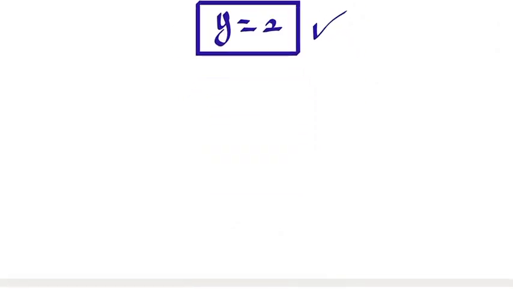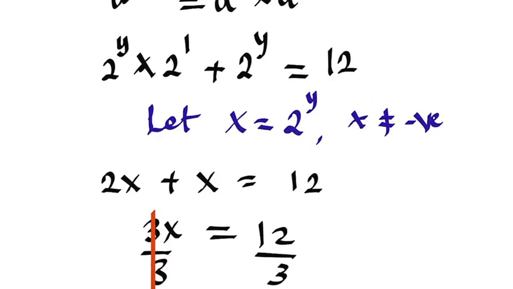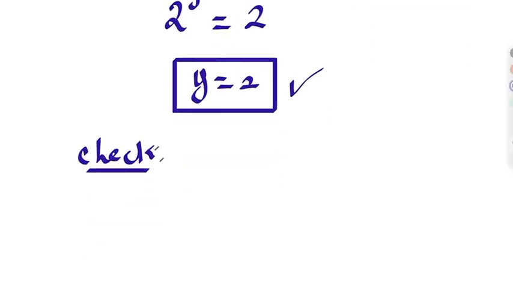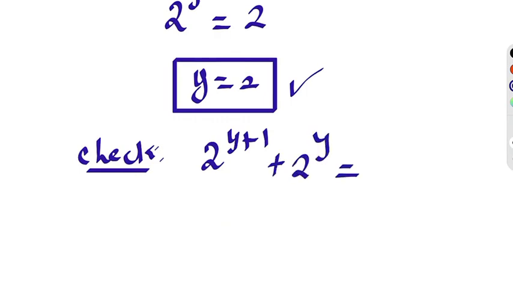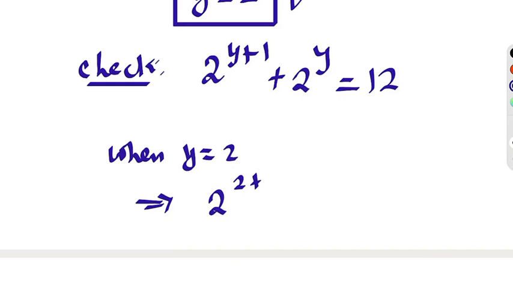Alright, so the next thing we're going to do, let's check whether we are right. From the question above, we have 2 to the power of y plus 1 plus 2 to the power of y, and everything must be 12. So now, when y equals 2, we're going to have 2 to the power of 2 plus 1, then plus 2 to the power of 2. Will this give us 12?